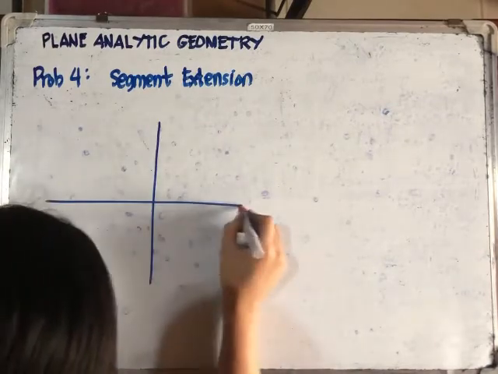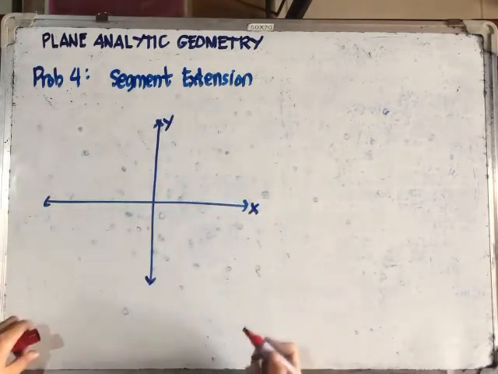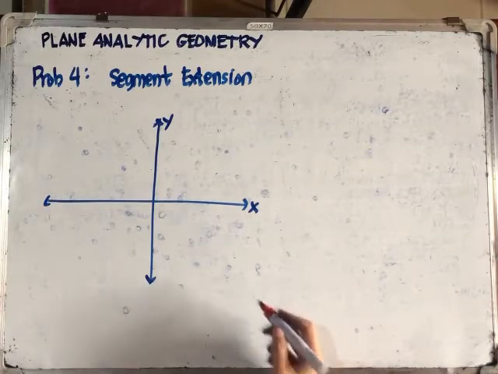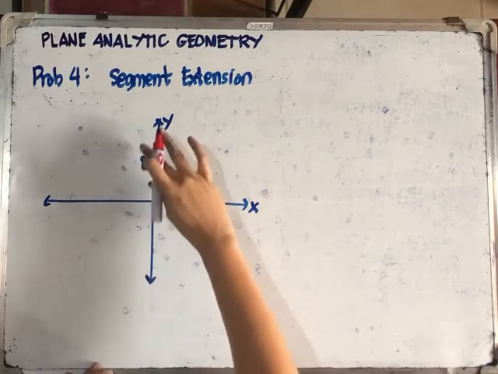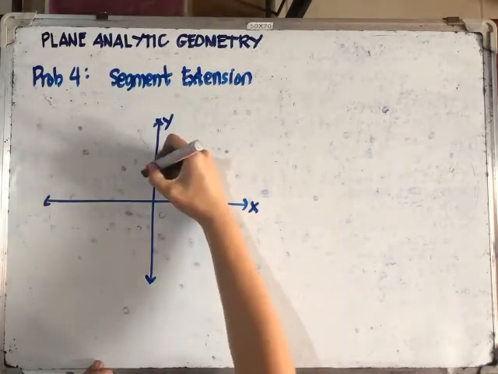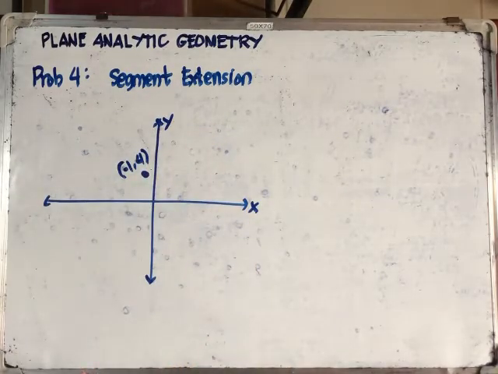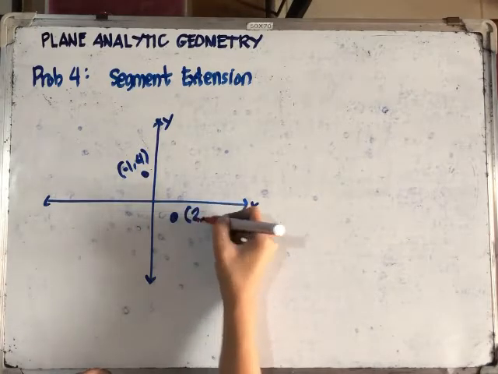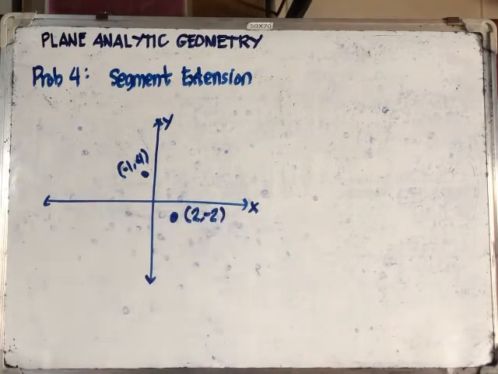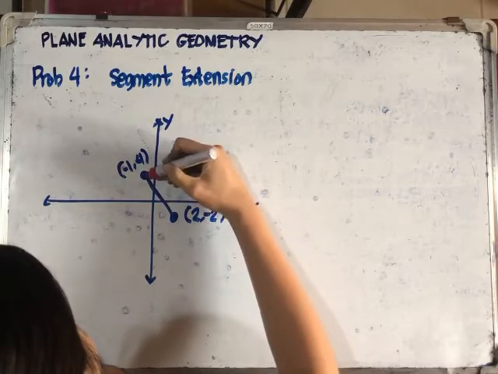Now, let's just have it on both sides. So, let me draw your Cartesian xy, and we have 2 points given. We have negative 1, 4. Let's have it somewhere here. Negative 1, 4. Okay, a little closer. Negative 1, 4, and another point is 2, negative 2. Okay, so if we are to connect this one, this would be our segment.